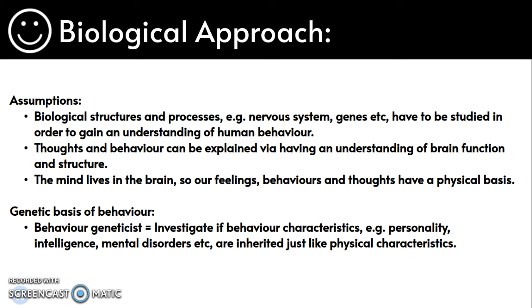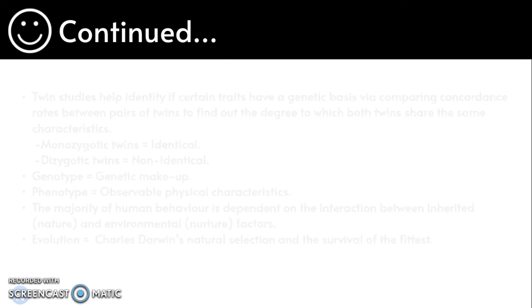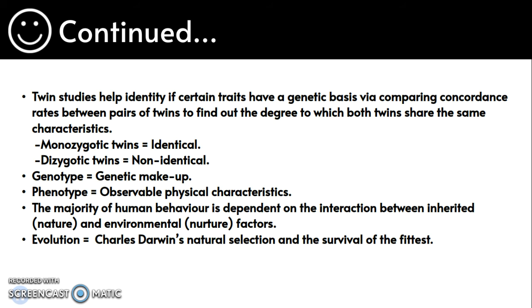Genetic basis of behavior. Behavior geneticists investigate if behavior characteristics, for example personality, intelligence, mental disorders, etc., are inherited, just like physical characteristics, for example eye color. Twin studies help identify if certain traits have a genetic basis by comparing concordance rates between pairs of twins to find out the degree to which both twins share the same characteristics.